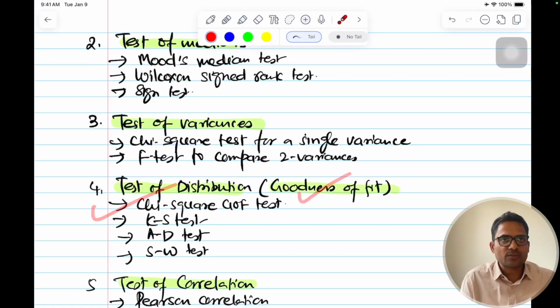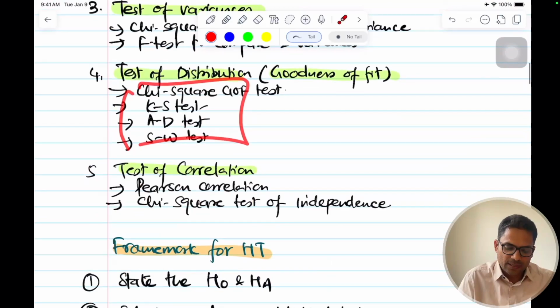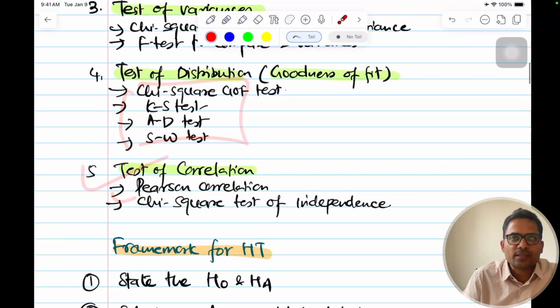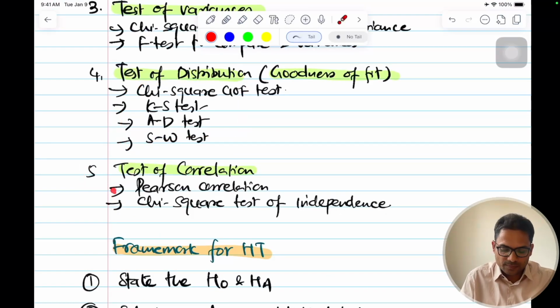We have the chi-square goodness of fit test, the Kolmogorov-Smirnov test, the Anderson-Darling test, and the Shapiro-Wilk test. So these are the tests that we do. Then we have tests of correlation. We have the chi-square test of independence and Pearson correlation.